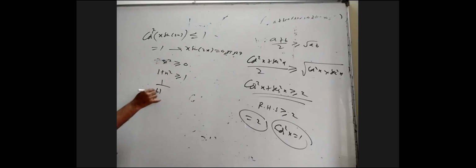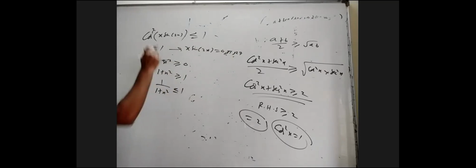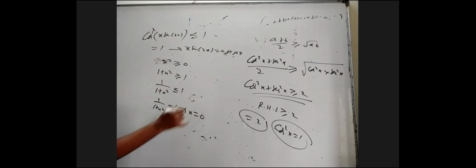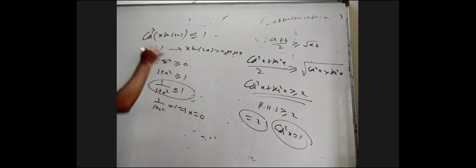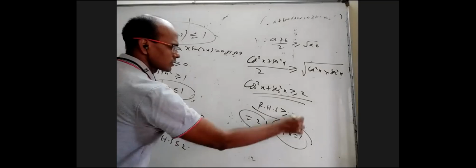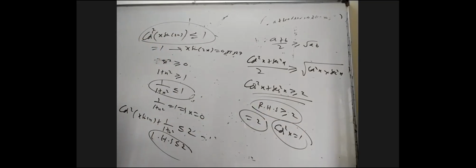When you take the reciprocal, 1 by 1 plus x square is less than or equal to 1, and 1 by 1 plus x square equal to 1 will happen only at x equal to 0. When I add cos square of x sin 2x plus 1 by 1 plus x square, it is less than or equal to 2. That is, LHS is less than or equal to 2, and RHS is greater than or equal to 2. The only chance they can be equal is if both are 2. So finally you can conclude LHS must be equal to RHS must be equal to 2.